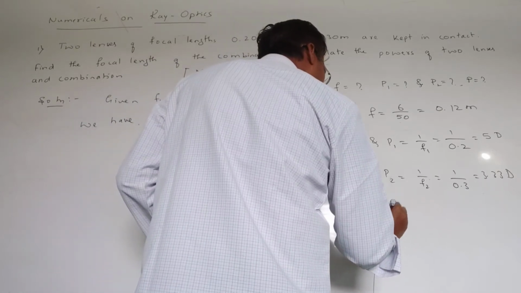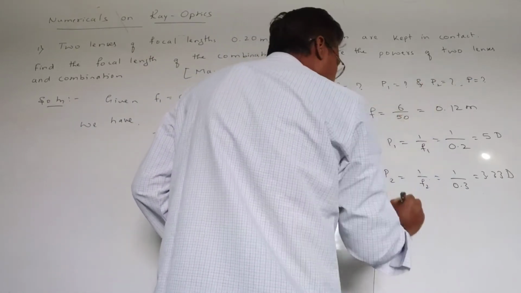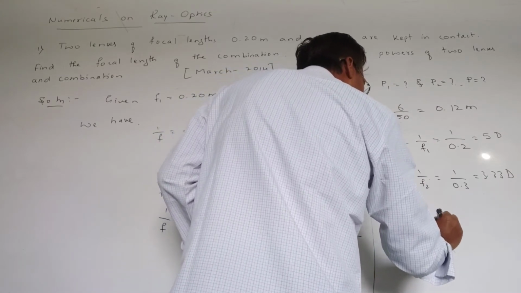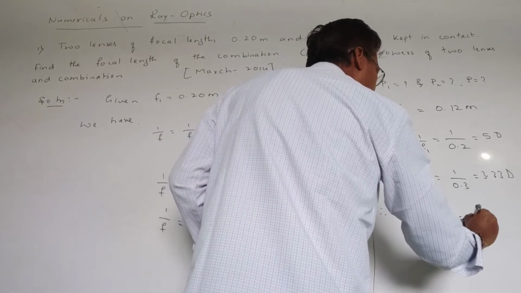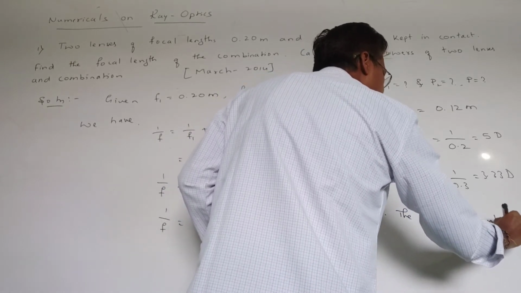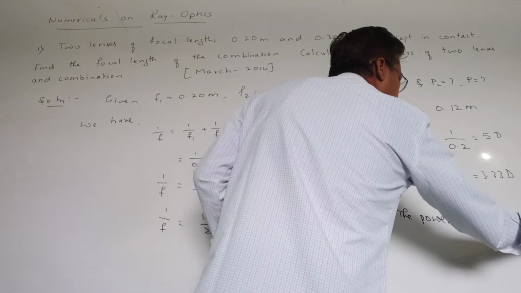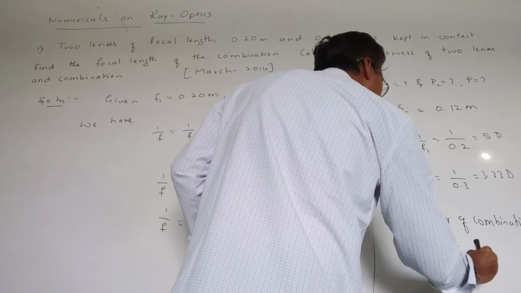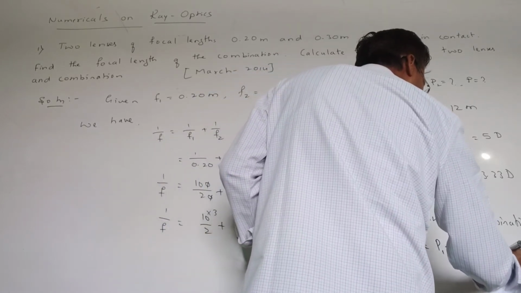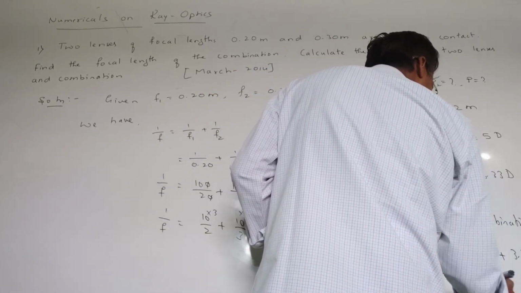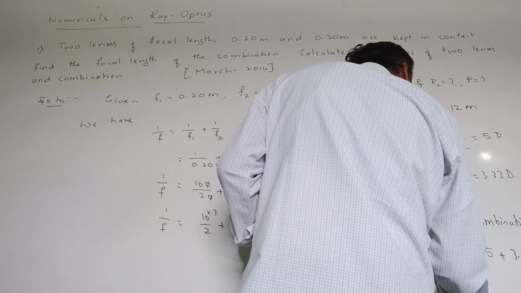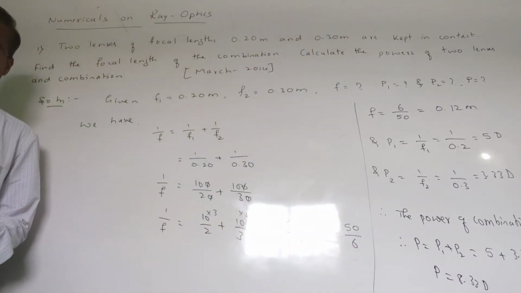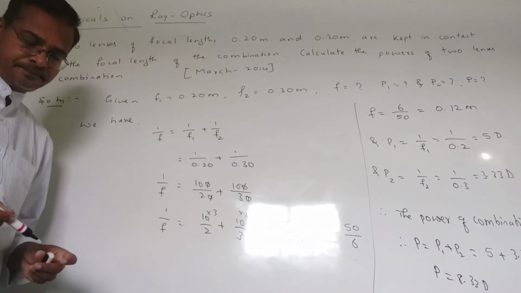Therefore the total power, the power of the combination lens, P equal to P1 plus P2, that is 5 plus 3.33. Adding, we get 8.33 dioptre.